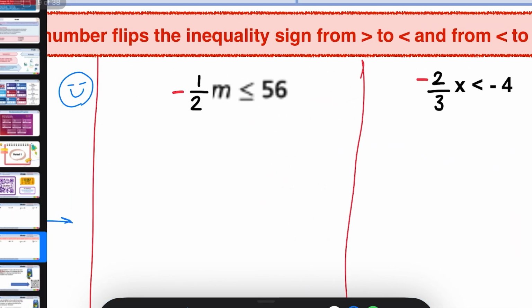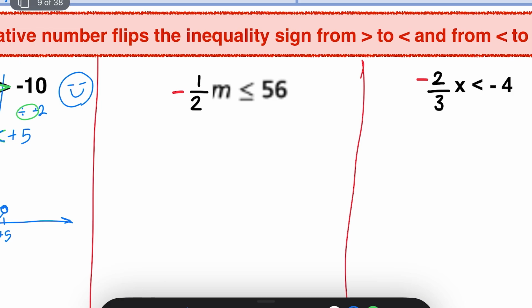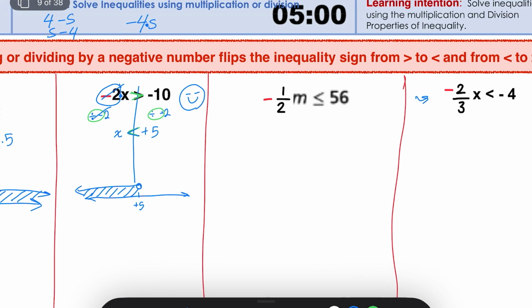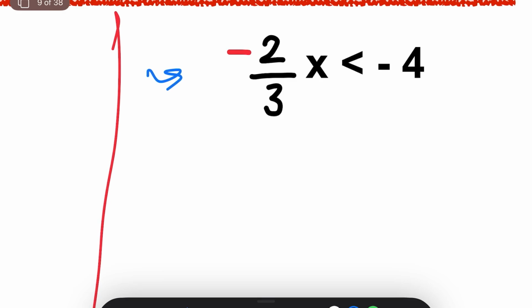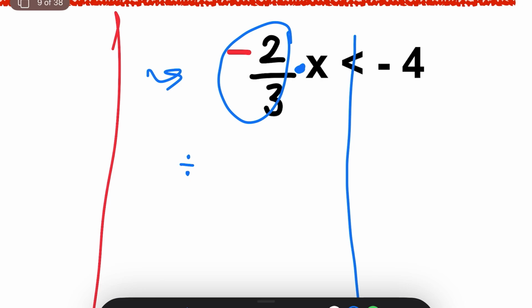Same method here. I will solve one of them and you will have to solve the other one. I'm gonna do this one. Okay? Again, since I have a fraction, stick to my variable. Then, to cancel this fraction, I need to use division by this fraction. Negative 2/3 on both sides.